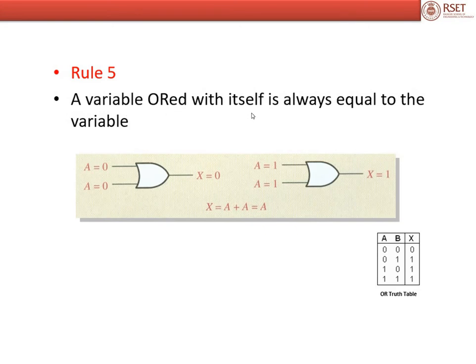Rule 5, a variable ORed with itself is always equal to the variable. So a variable is ORed with itself. So A is 0, so both the inputs here are 0. Here both the inputs are 1. So in case of OR gate, when both the inputs are 0, output is 0, and when both the inputs are 1, output is 1. So clearly we can say that when a variable is ORed with itself, it will give the variable itself. That is A plus A is equal to A.